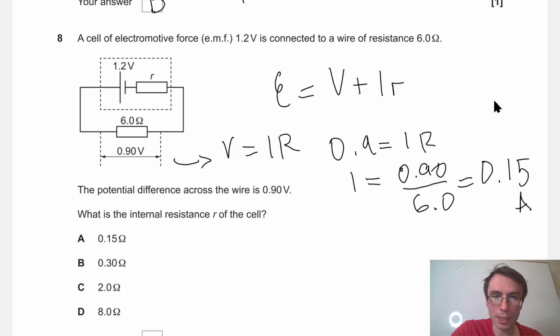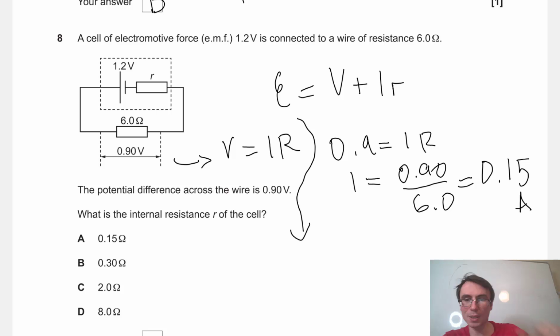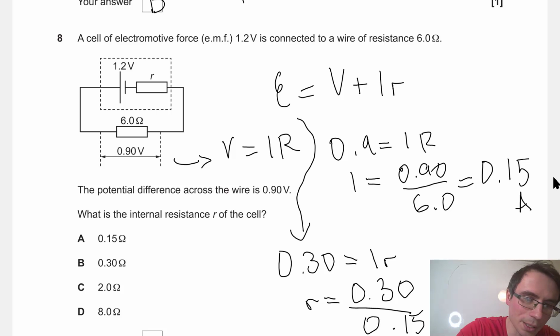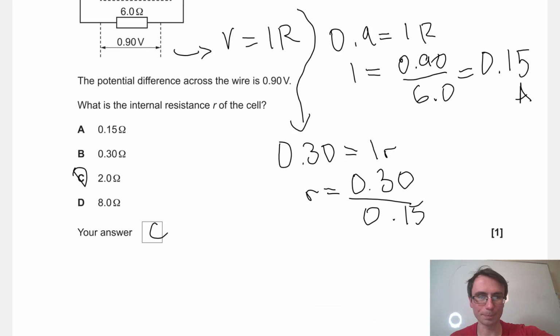We can directly use this expression to determine the internal resistance, or actually even easier, if we know the current, then the amount of lost volts is 1.2 take away 0.9, which is 0.30, is equal to I times r, meaning that r will be 0.3 divided by 0.15. Correct answer has got to be C, like so.